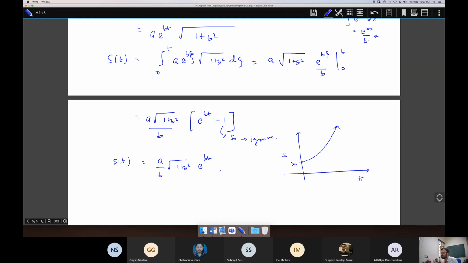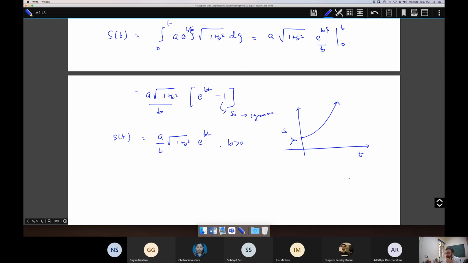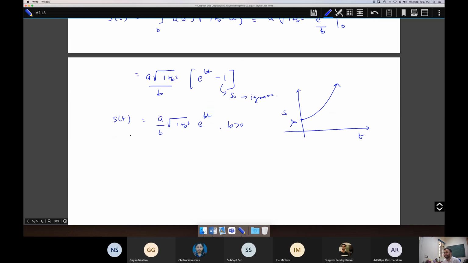Yes, sir. This agrees with what we discussed before, that the arc length keeps increasing with parameter t, assuming of course that b is greater than 0, right? One last question. I said that s as a function of t is invertible, right?